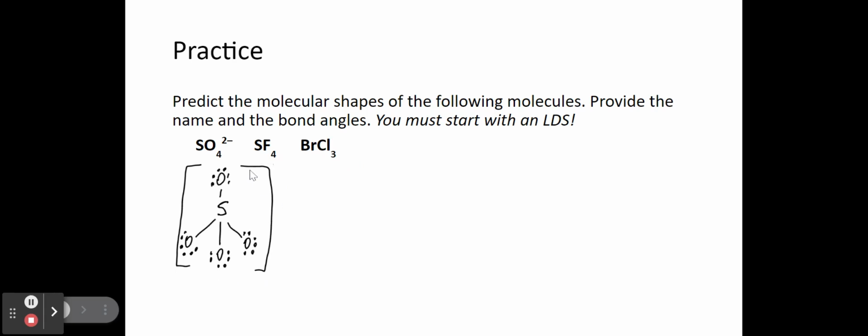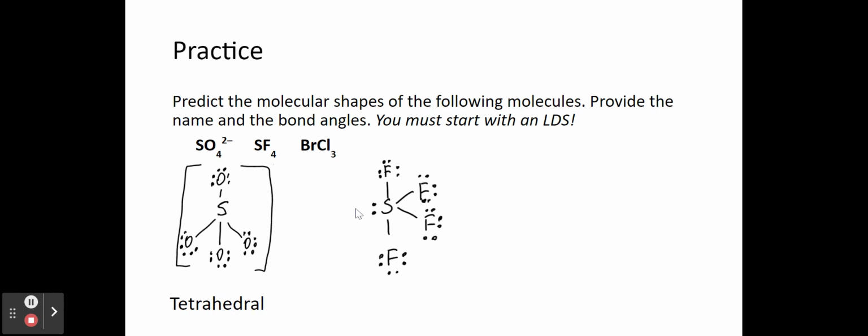So when we draw our sulfate, it should look something like this. We've got 4 electron domains. They're all bonding pairs of electrons. So the electron geometry and the molecular geometry are both tetrahedral. When we do SF4, we're going to see that there's a lone pair of electrons in our structure. We have 1, 2, 3, 4, 5 electron domains coming off of sulfur. That means it's trigonal bipyramidal electron geometry. But because we've got a lone pair of electrons, our molecular geometry would be seesaw.